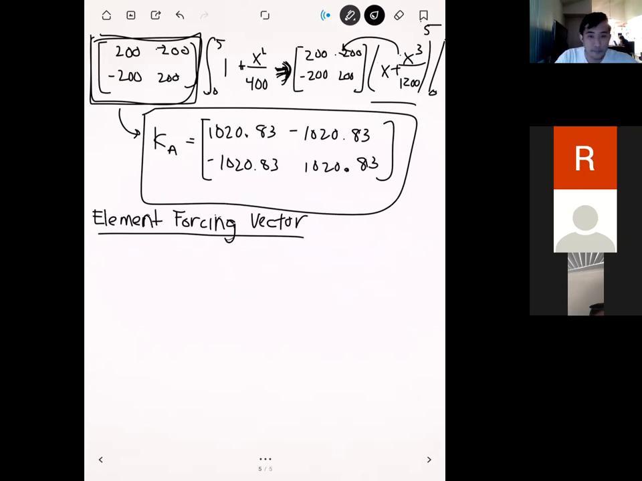Thanks. Okay. And so let's evaluate the element forcing vector for element A. So for element A, it's on the left-hand side, so it's on the fixed support. So we don't have a Neumann boundary condition to worry about. And so the only contribution to the element forcing vector is going to be from the body force.